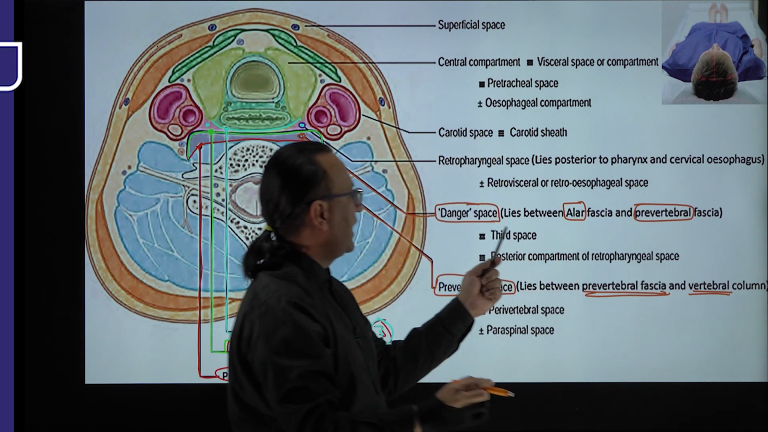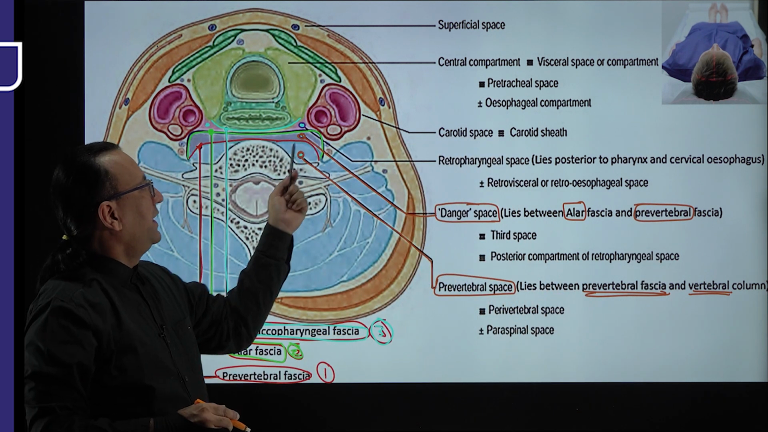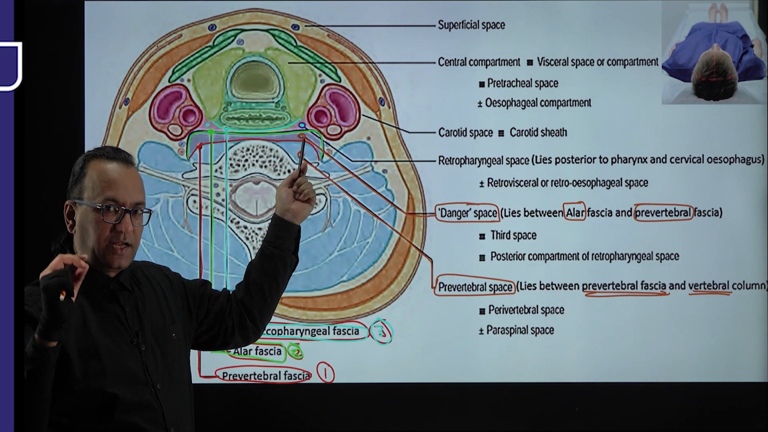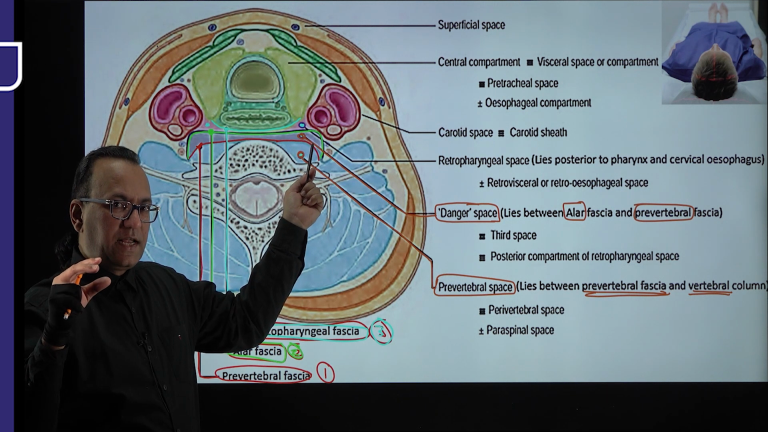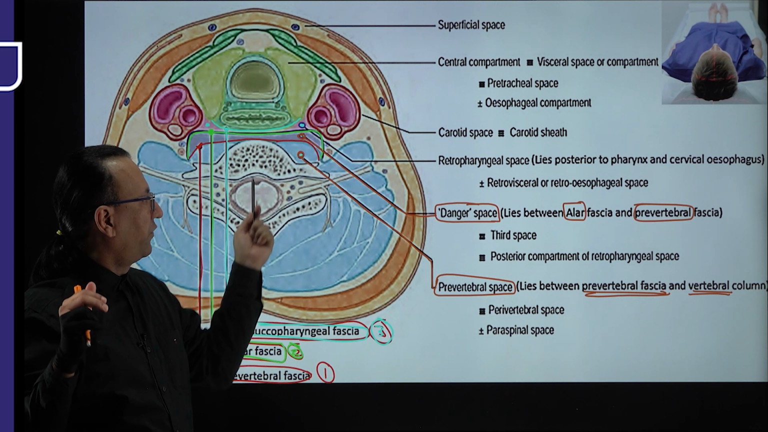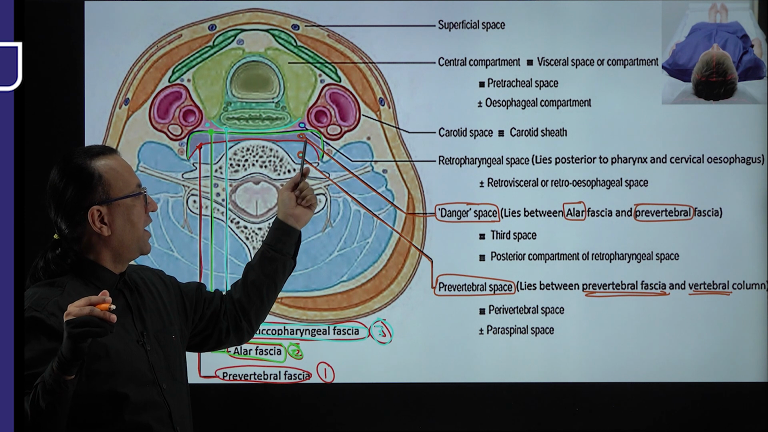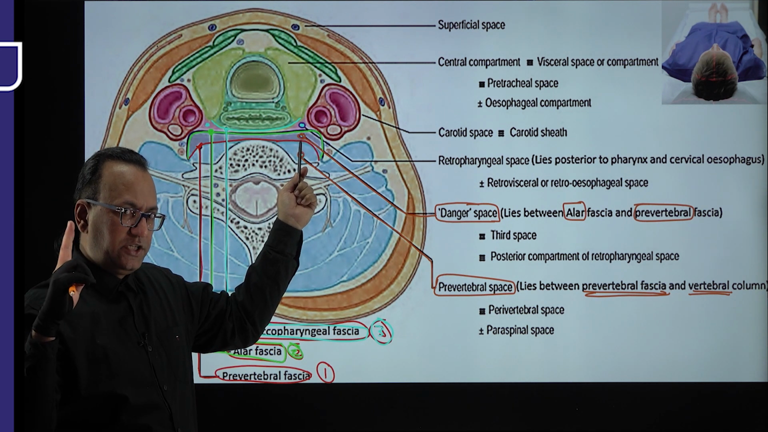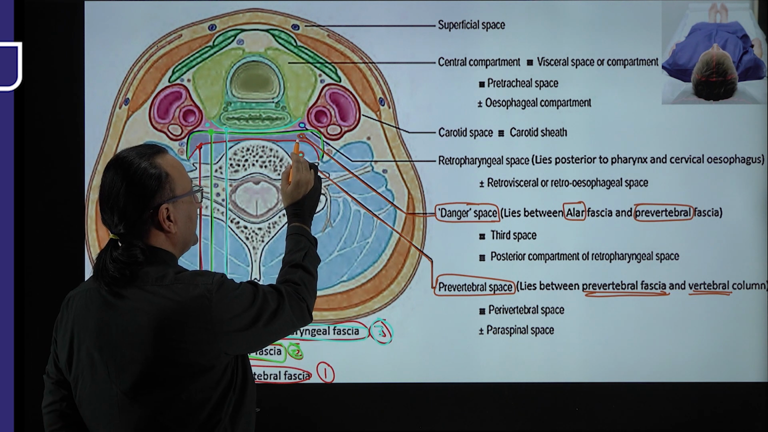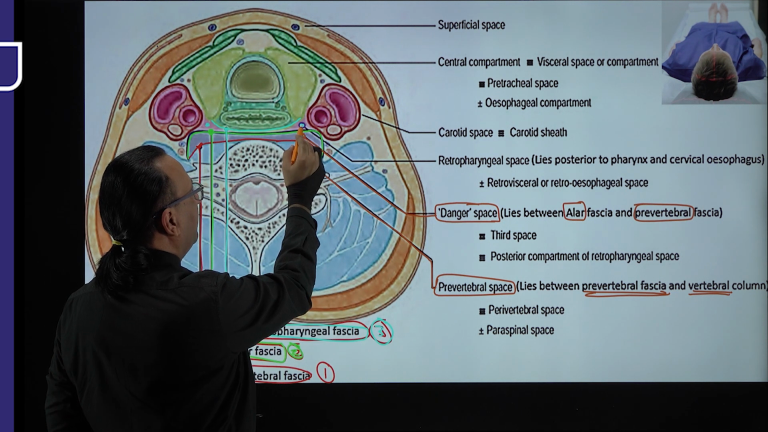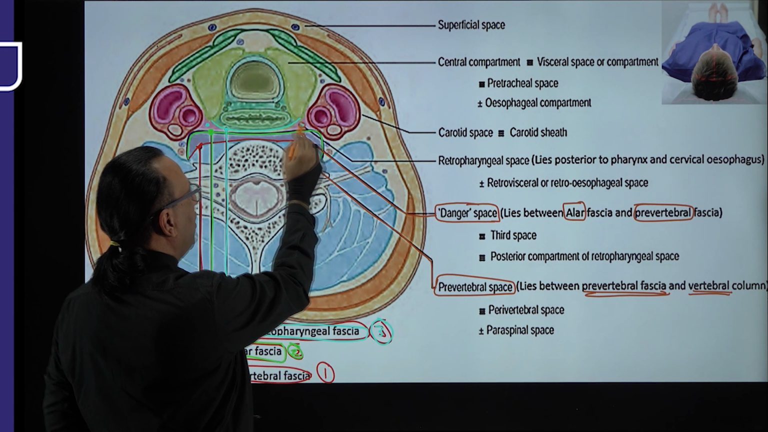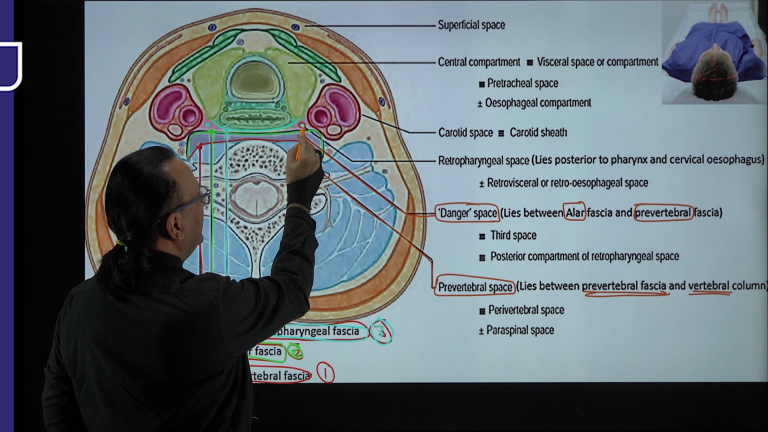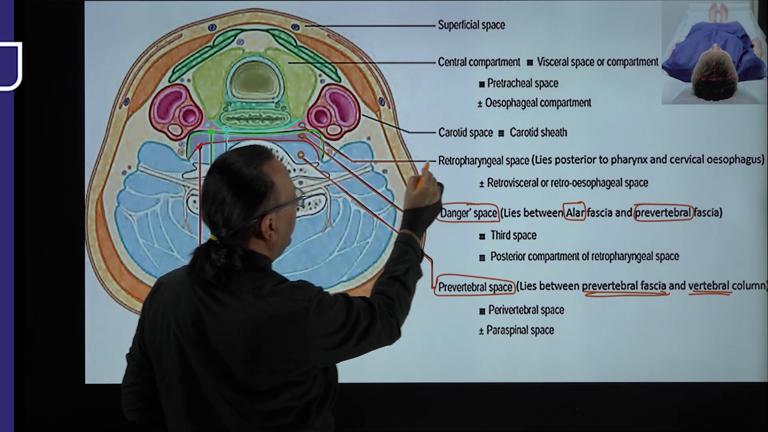And we are calling it as danger space because normally it is a potential space, but it can be filled with some pathological collection like the pus coming from tuberculous vertebra, and it can track down from the neck towards the mediastinum, towards the thorax region. Hence, it is called danger space. And in front of that, behind the pharynx or behind the esophagus, you can call it as retropharyngeal space or retroesophageal space. And this space is then bounded by two fascia.